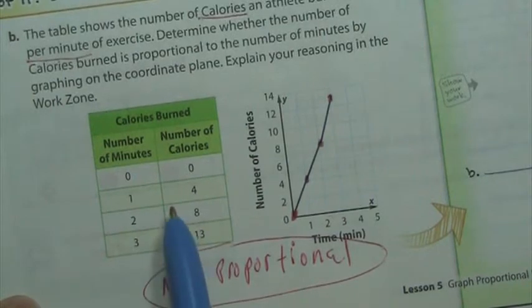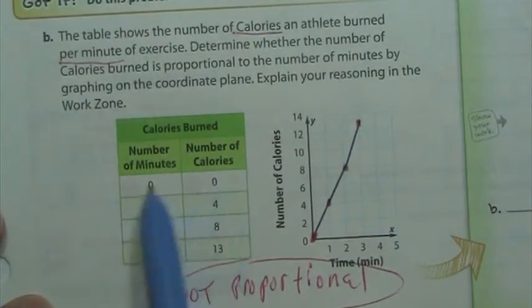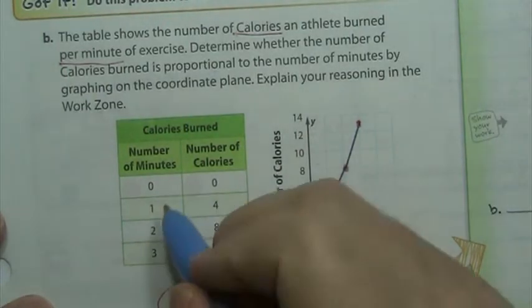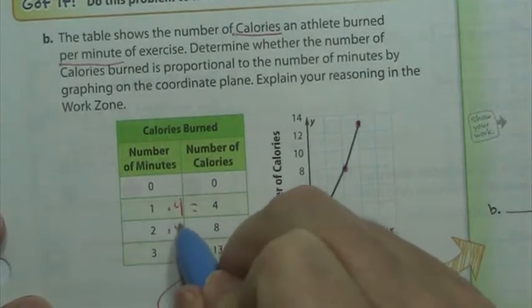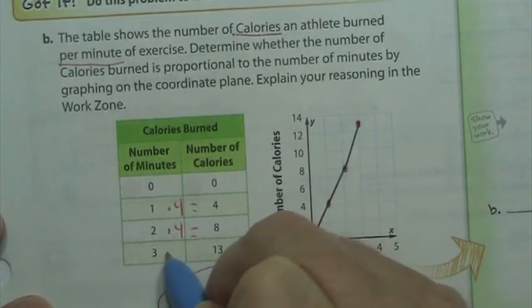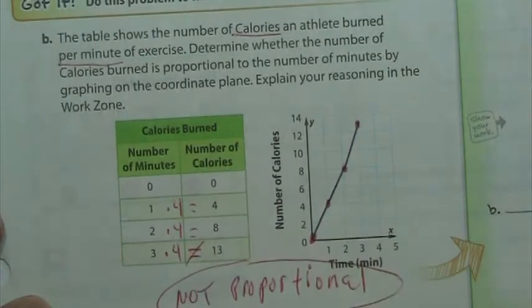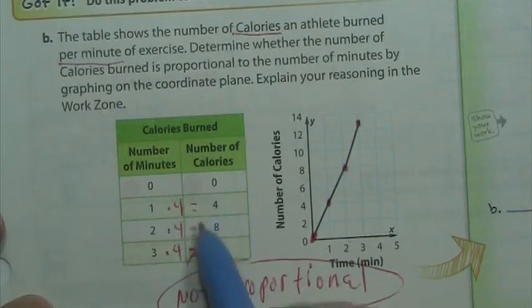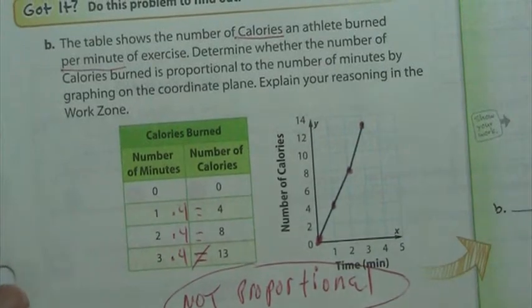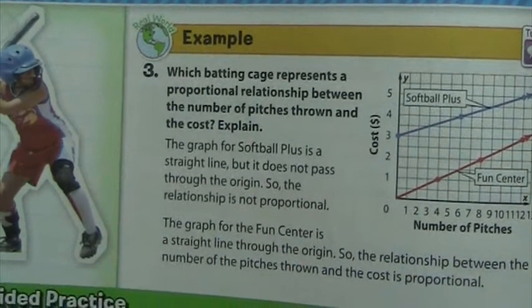Okay, now if you look at this, notice the table here that you could do. Remember, that's why I said yesterday, forget about 0, 0. But notice that 1 times 4 is 4, 2 times 4 is 8, 3 times 4, no, it doesn't equal. So that means it is not proportional. Okay, turn to the next page, please, 48.